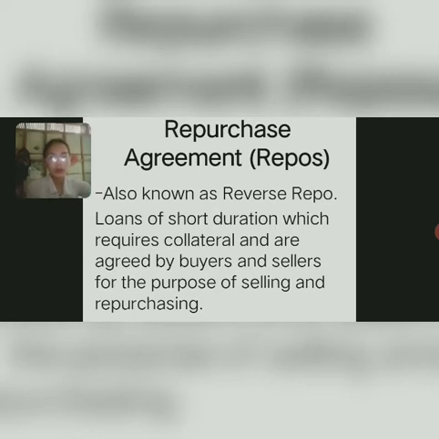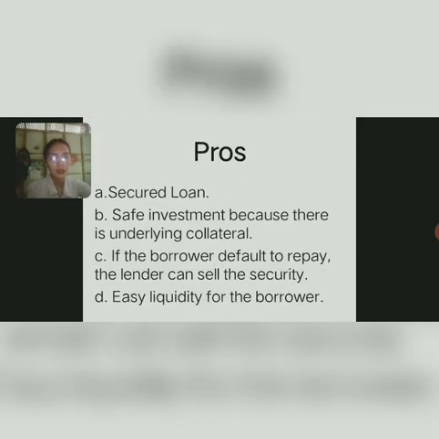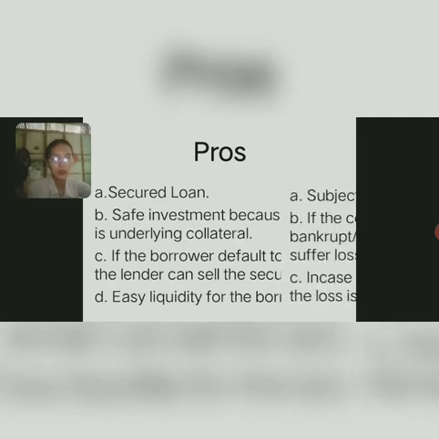Repo transactions can only be permitted between securities approved by RBI, such as central or state government securities, treasury bills, and PSU bonds. Pros: secured loan, safe investment because there's underlying collateral. If the borrower defaults to repay, the lender can sell the security. Easy liquidity for the borrower.